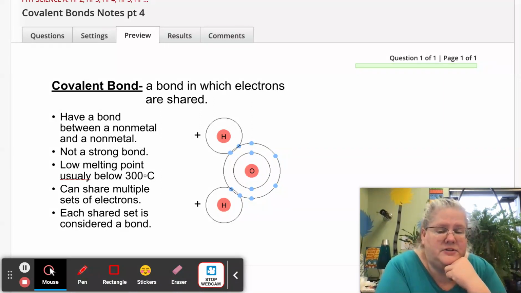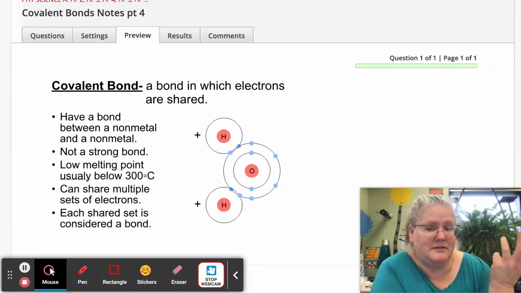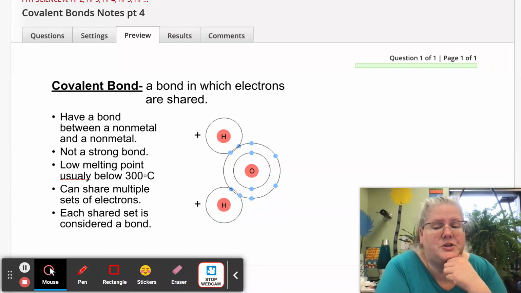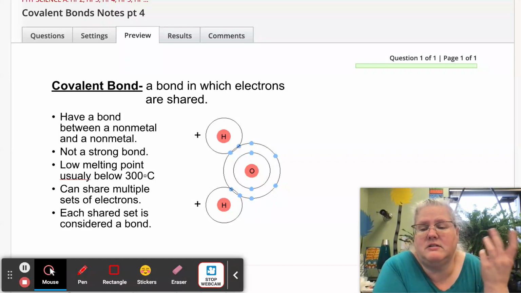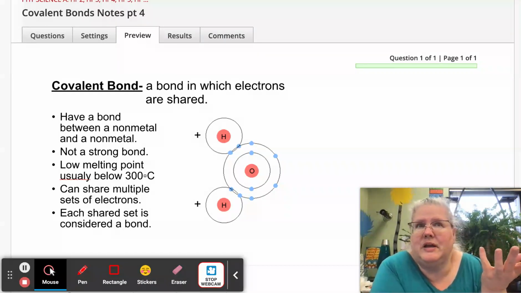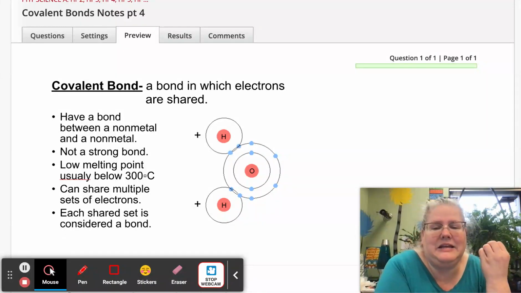These are not very strong bonds. We can break them apart on a stovetop. Basically, if you're talking in Celsius terms, their boiling points are generally under 300 degrees C. And you can share multiple sets of electrons, so you can have a single, a double, or a triple bond. Electrons can have an even sharing and an uneven sharing.